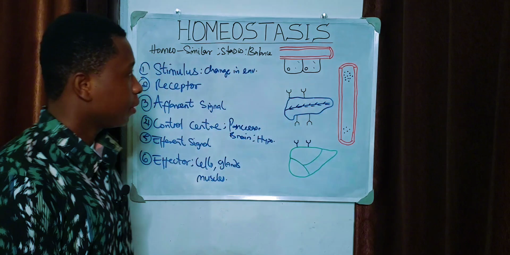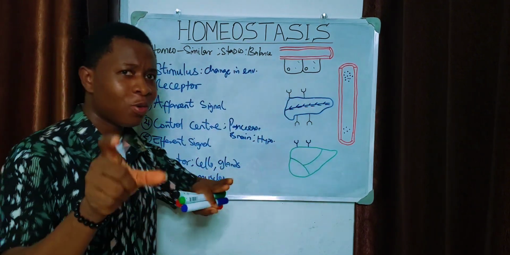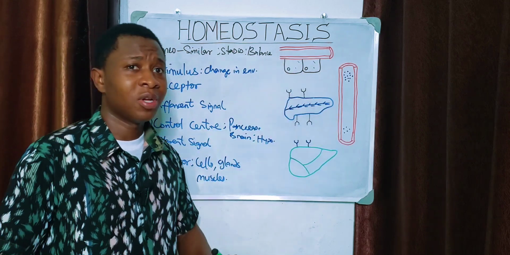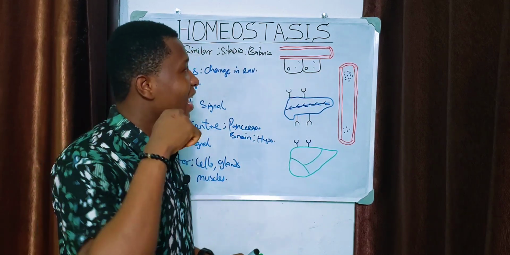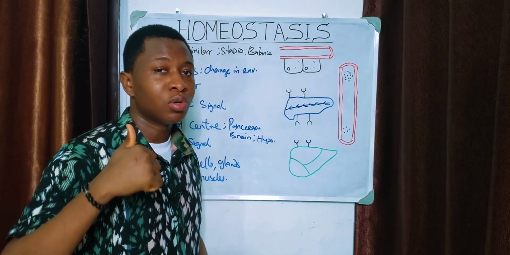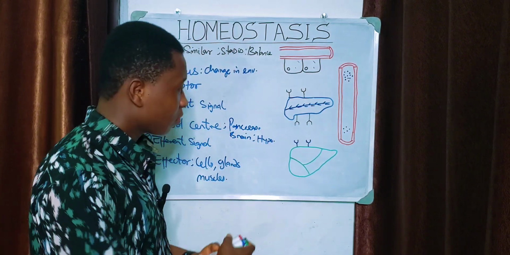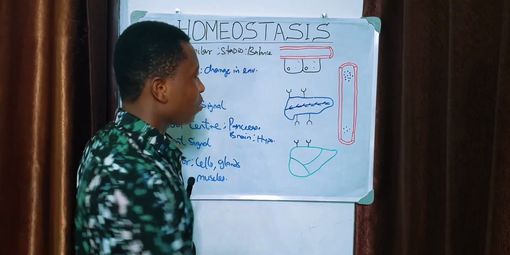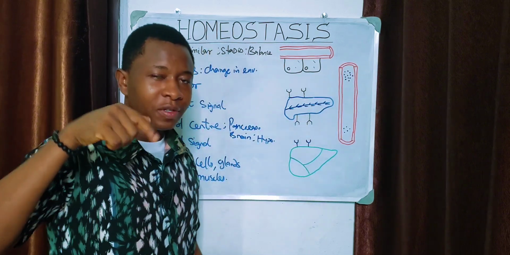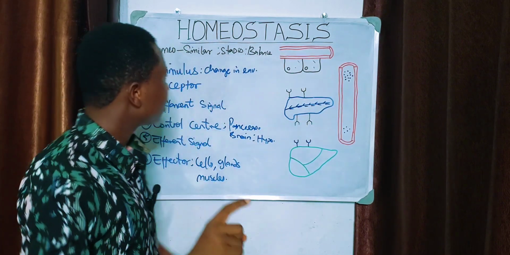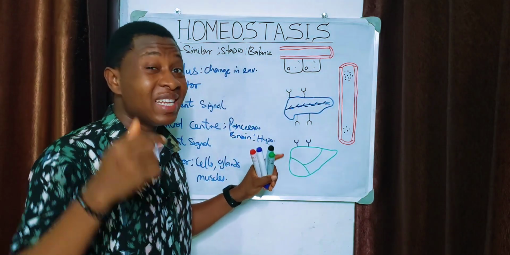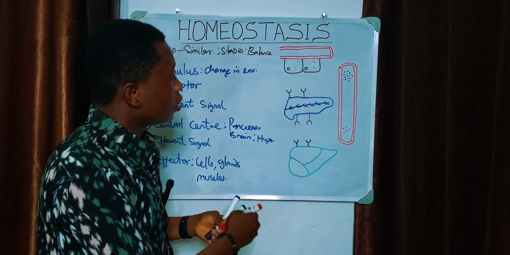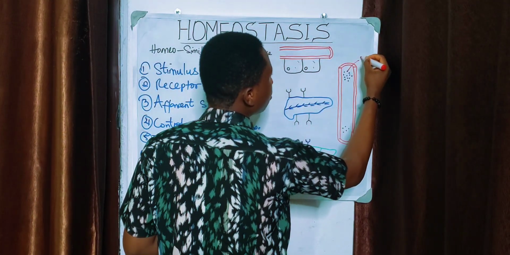Now, looking at this structure, you should already know what this is talking about. You have the pancreas, the liver, the blood vessels, and the cell. So this is clearly talking about a rise or a drop in glucose. Let's assume we have a rise in glucose in the blood vessel. That glucose itself is called the stimulus. So that is an internal stimulus.